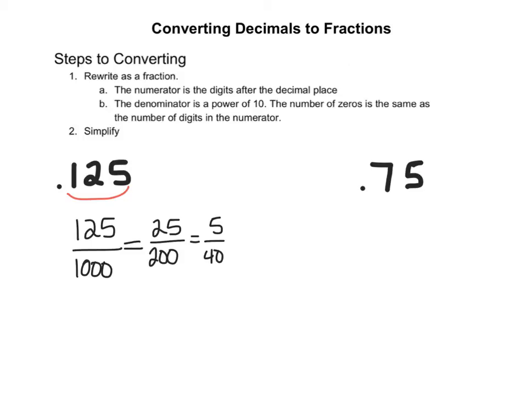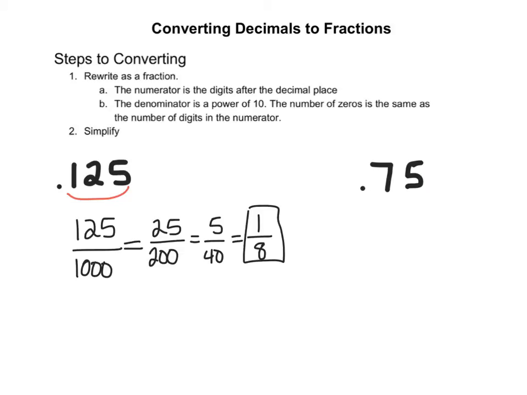I'm still not done. I still look and I say, oh hey, I know that 8 times 5 is 40, so 5 can go into both of these things again. So I divide by 5 one last time. 5 divided by 5 is 1. 40 divided by 5 is 8. So 1/8 is my same fraction as 0.125. Hopefully that should look familiar. We did that with converting fractions to decimals yesterday.